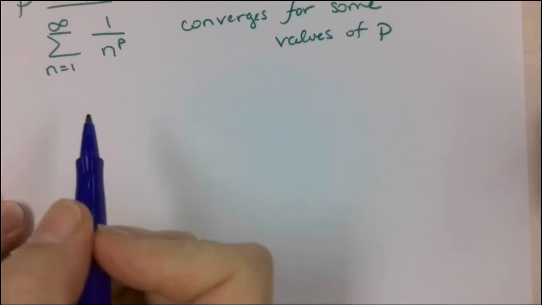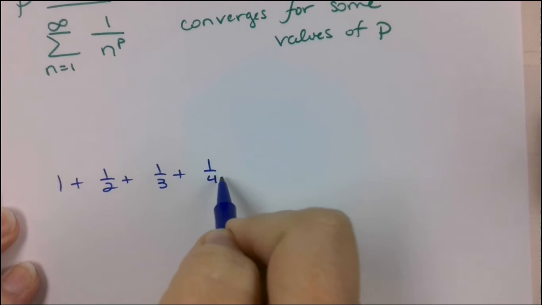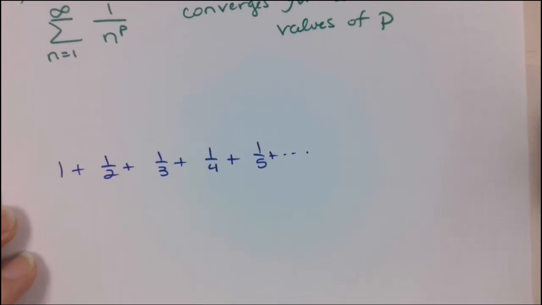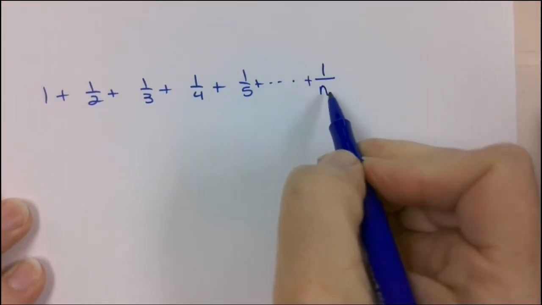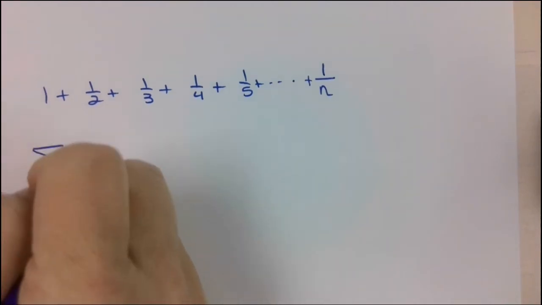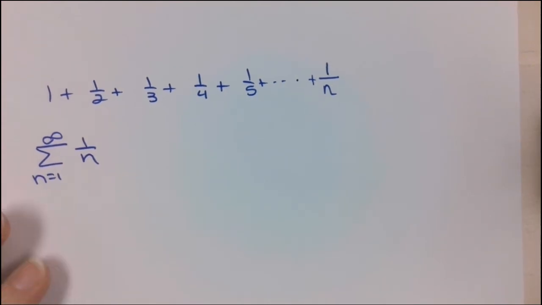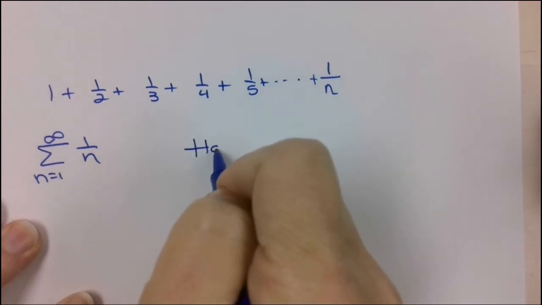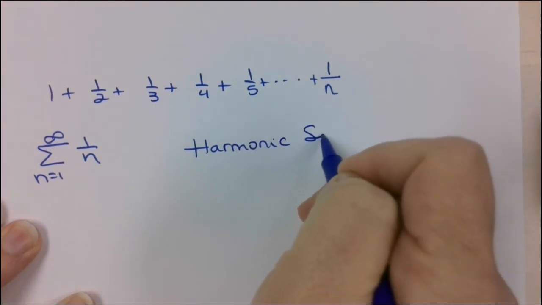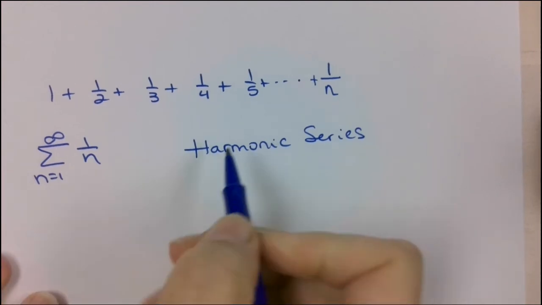So let's start with this series, which I'm actually going to write out in this form, because we need to be familiar with what this series looks like. I can, of course, write this general term as 1 over n. And so we have the series of 1 over n from 1 to infinity. This is called the harmonic series. And so we're going to use the integral test to determine if the harmonic series converges or diverges.